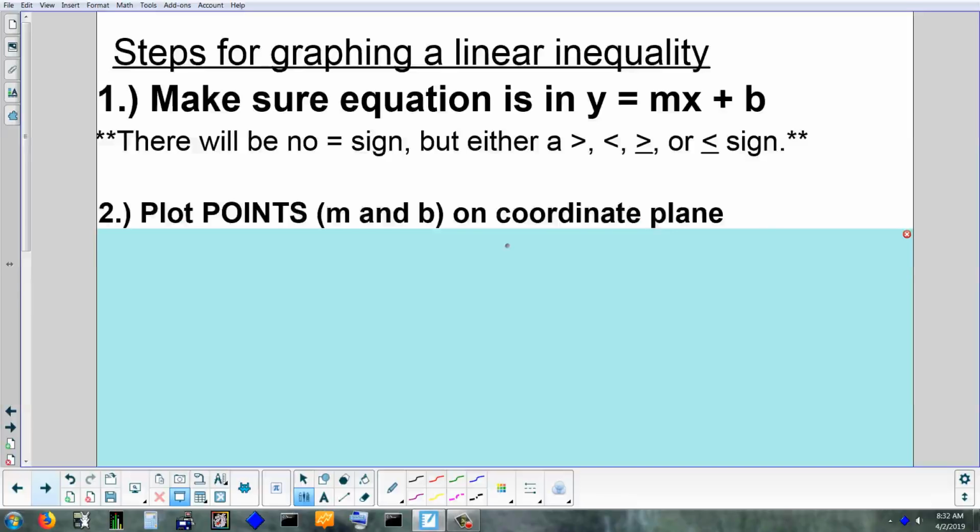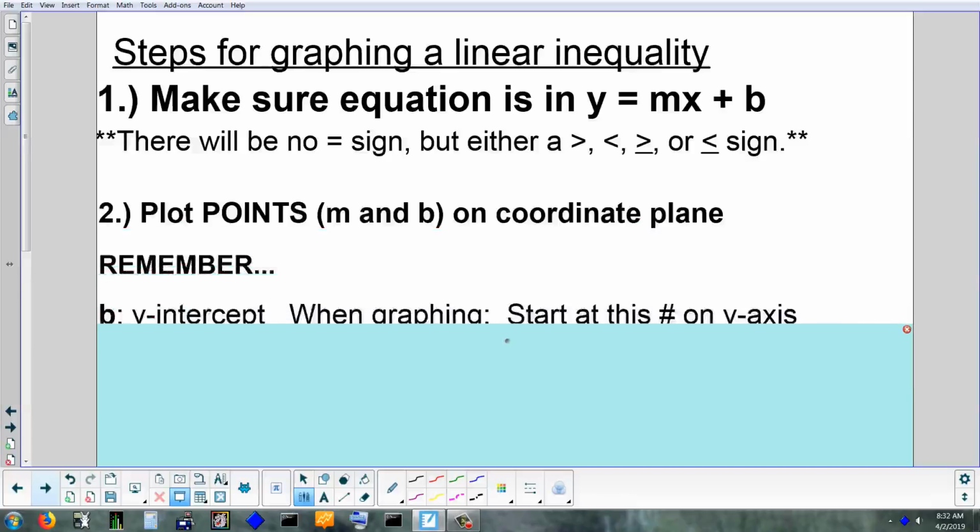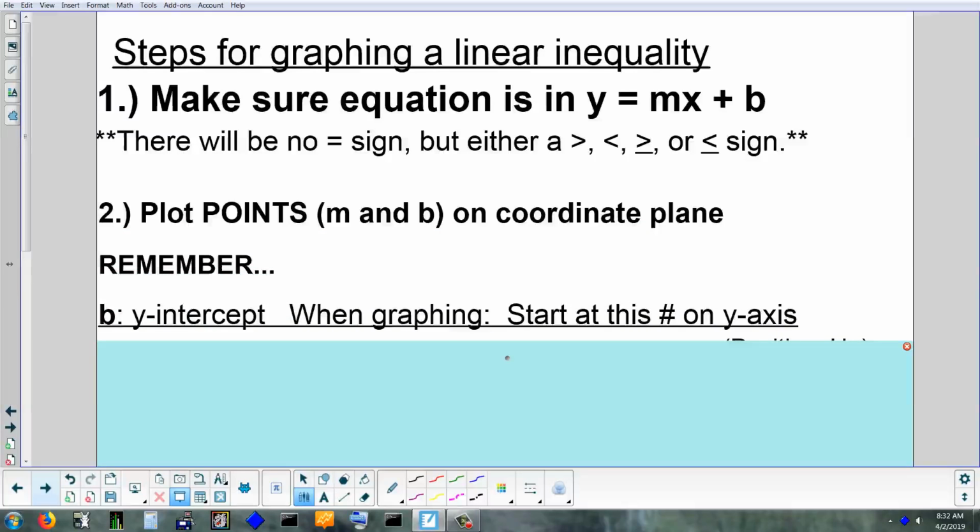So if we go back and look at slope-intercept form, right? The M, can someone tell me what the M stands for? What it represents? Anybody remember? Yeah, M is going to be the slope. The B is going to be your y-intercept. Alright? So it says on your notes, it'll say B. You're just going to fill in y-intercept. And I believe it says when graphing, that's where you're going to start, at whatever number that is on the y-axis.